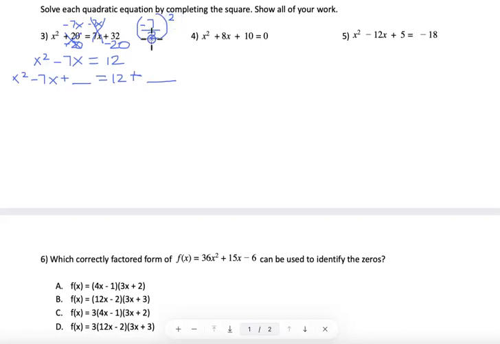Most of the ones we've practiced have been whole numbers here. This one is not, it's a fraction. That doesn't mean we can't do it. It just means it's going to need us to be a little bit more careful.